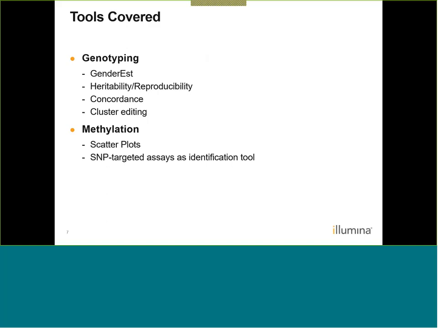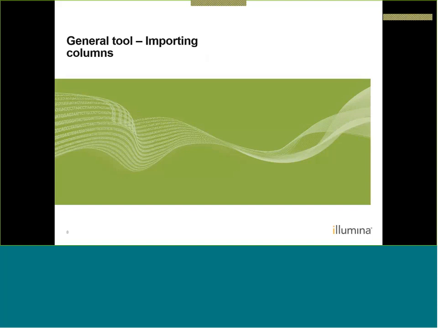In genotyping, we'll be looking at the GenderEst tool, the Reproducibility and Heritability tool, the Concordance tool, and some cluster editing tools. In methylation and gene expression, we'll be looking at scatter plots, and if we have time, we'll go over how to use SNP-targeted assays in the GenomeStudio project as an identification tool. So, without further ado, let's start with importing columns.